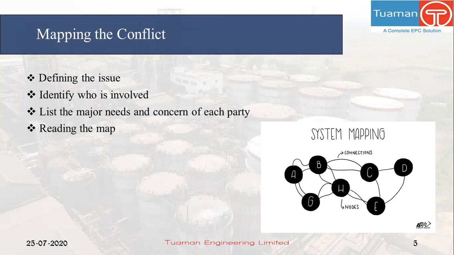Next is reading the map. In a conflicting situation, it is important to stick to the agenda on which the conflict is. So be within the time frame or within the map area of the conflict. Do not go out of the context. So these are some of the components you consider when you go for mapping of the conflict.